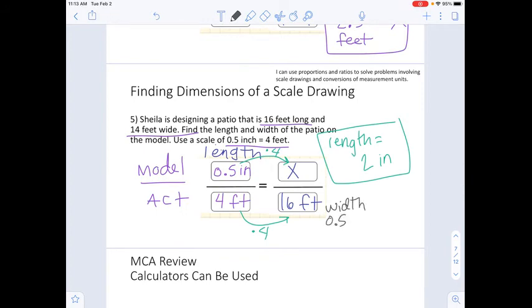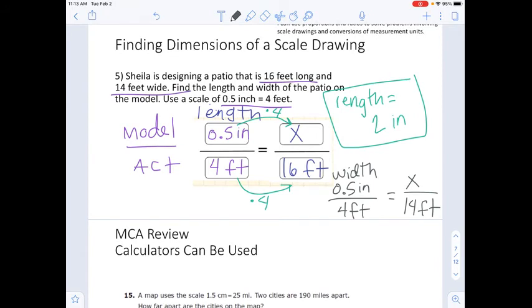And I'm going to keep my scale 0.5 inches over 4 feet. And again, model over actual. So the patio is 14 feet wide. That's the actual. We're trying to find the model. How many inches is it on the model?